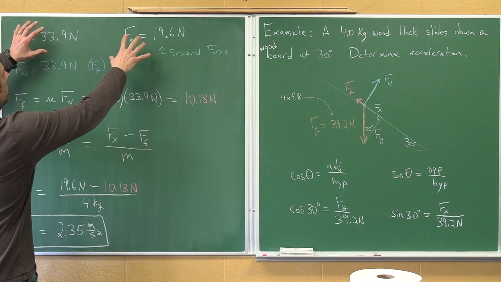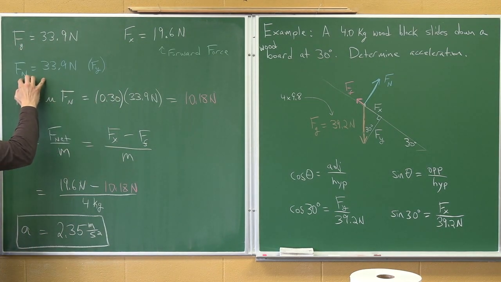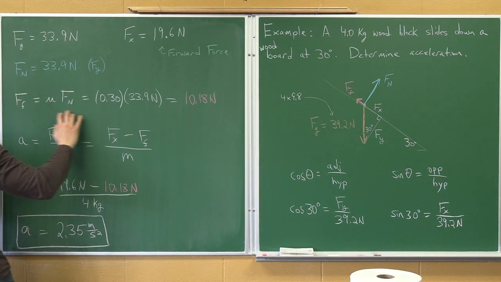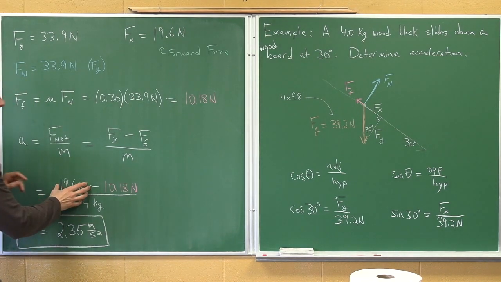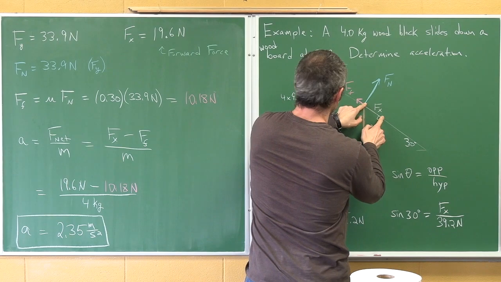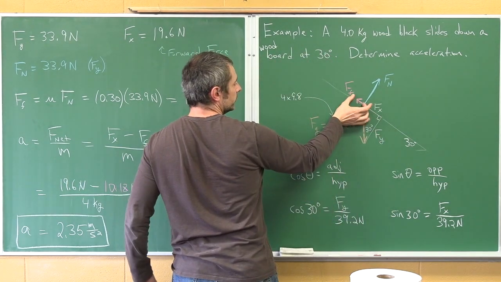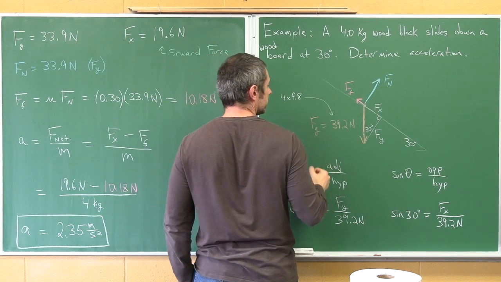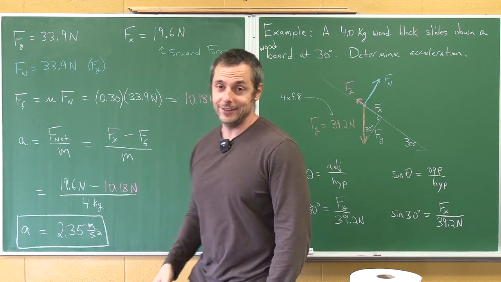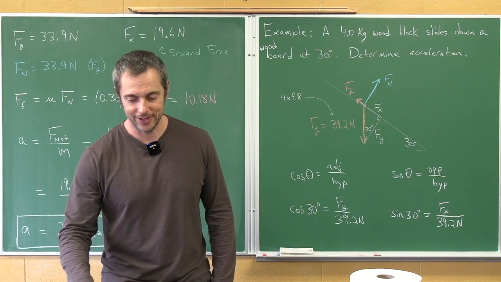Once you have those pieces, you use the y as the normal force into mu times the normal force. And then finally, this is the x component right here, minus the force of friction, forward force minus the backward force over the mass, and you get the acceleration, okay?